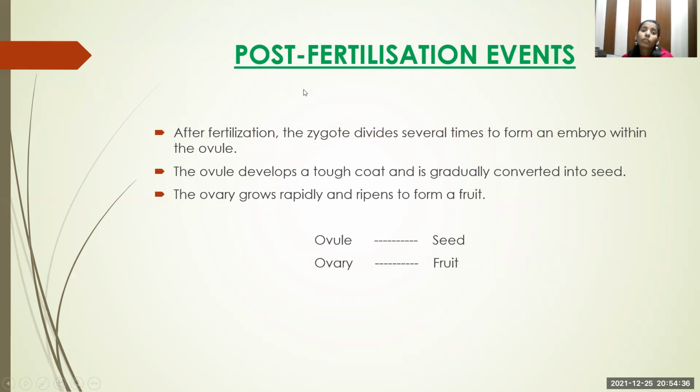Now let's learn about the post-fertilization events, which means what exactly happens after fertilization. See, the zygote is formed during fertilization. Now the zygote divides several times to form an embryo within the ovule. And then this ovule develops a tough coat and is converted into seed. And the ovary grows and ripens to form a fruit. So these two post-fertilization changes are very, very important. Ovule is converted into seed and ovary is converted into fruit.